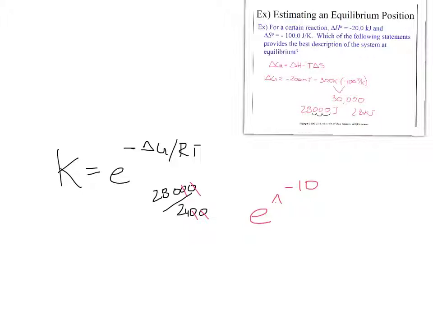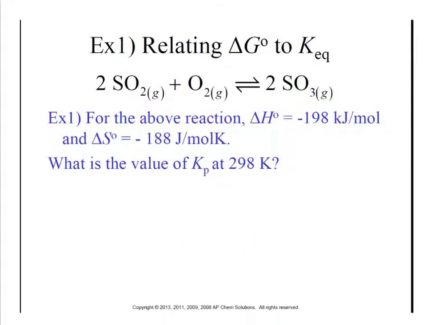And so once again, we're finding out that K is going to be much, much less than 1. And so if we go back to our multiple choice then, it's going to be D. The system contains mostly reactants. I'm sorry, E, virtually all reactants. So the system contains virtually all reactants. All right, now bust out your calculators and let's do one with actual numbers.